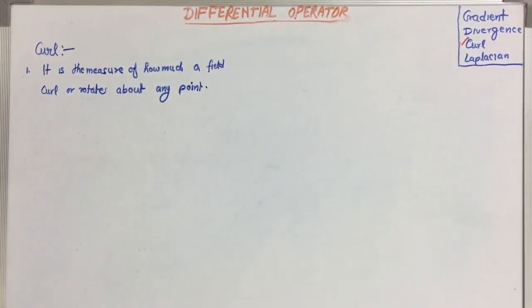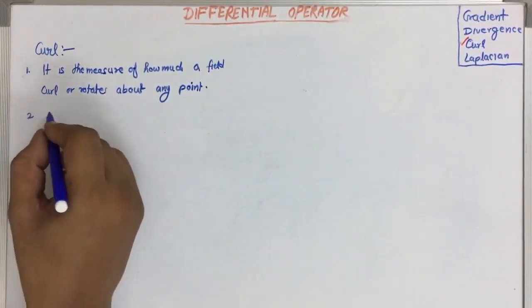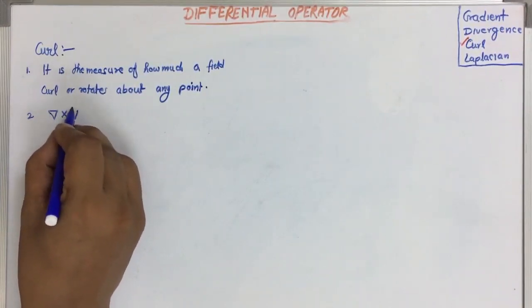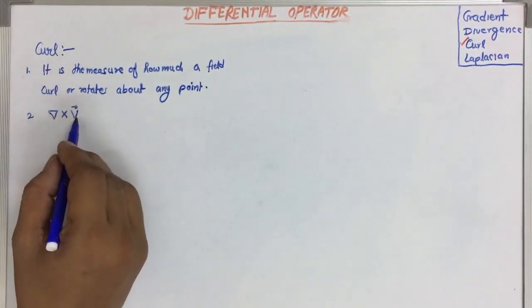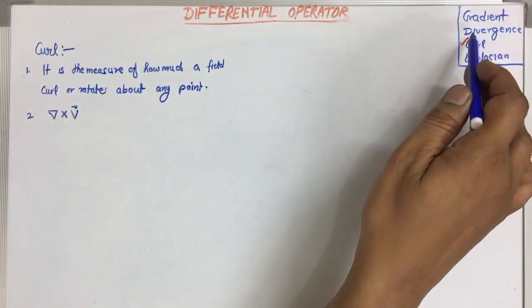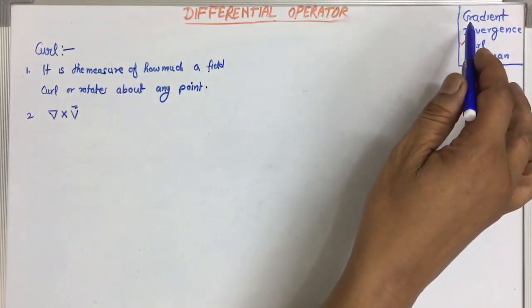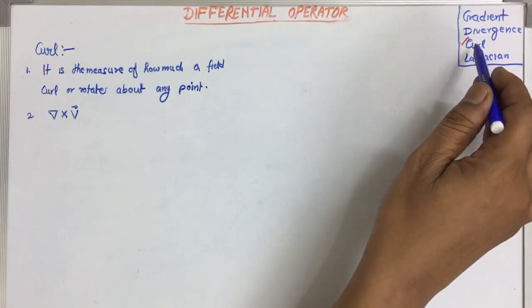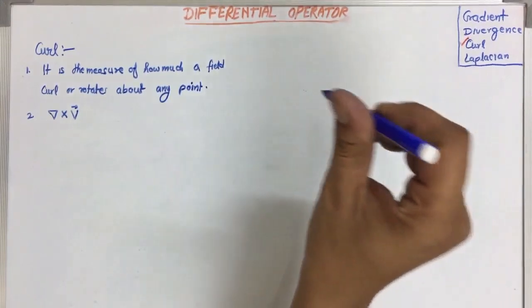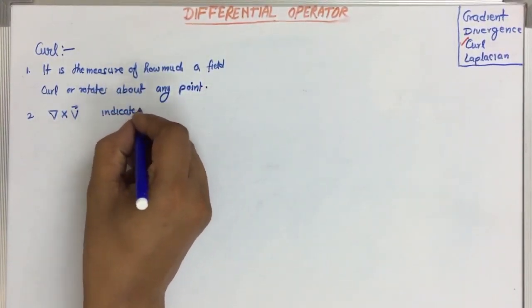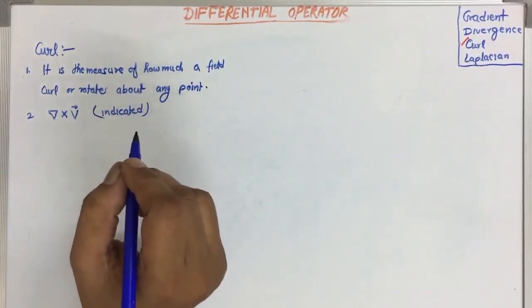For example, okay, before that, this is indicated as the cross product of the vector field. Divergence was just the dot product, gradient was the multiplication with the field, and the curl is the cross product. So it is indicated by the cross product.